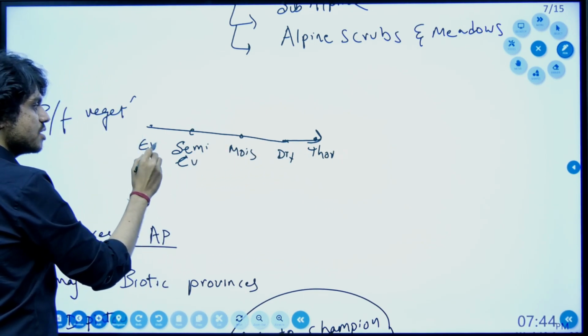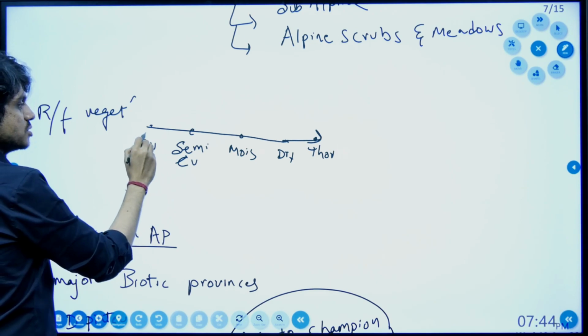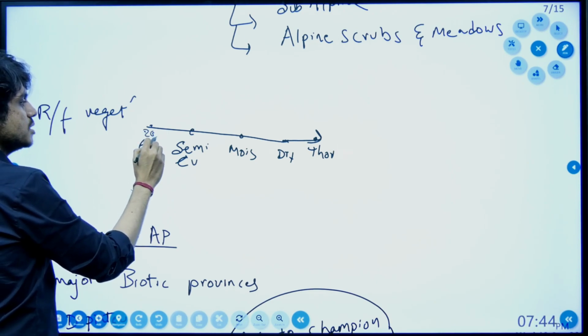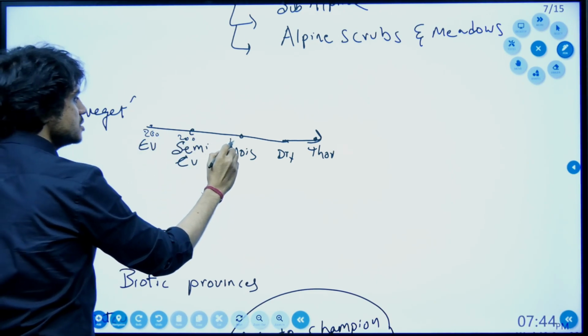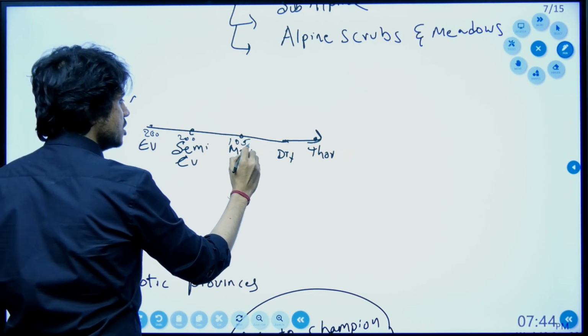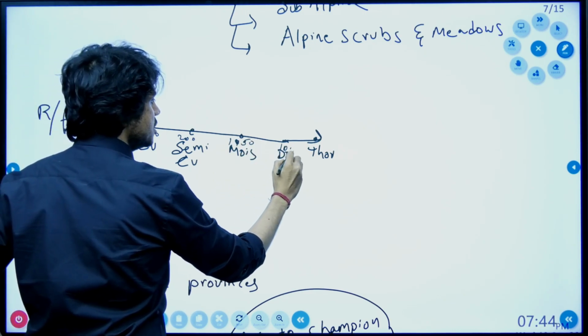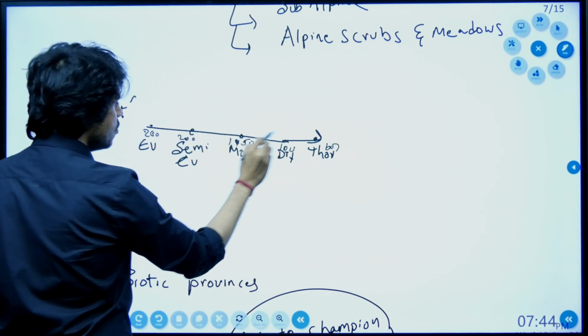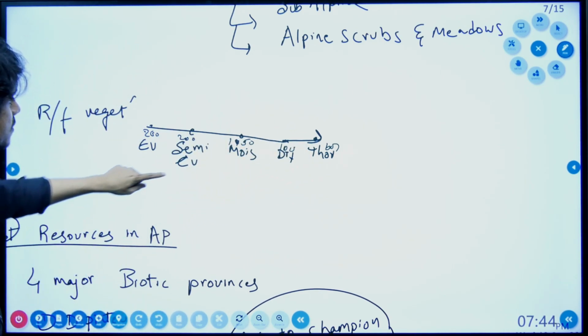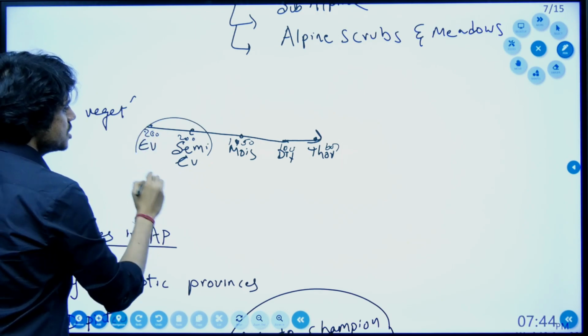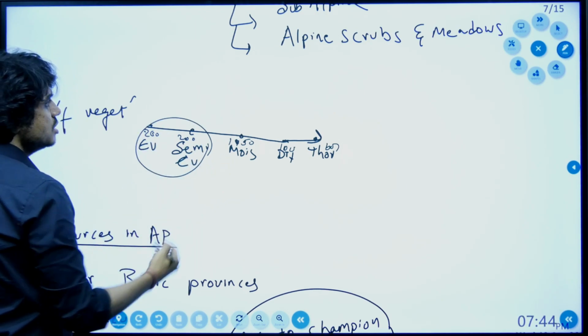In the borders of the evergreen forest you will have the semi evergreen forest. So here the rainfall will be 250 centimeters, here the rainfall will be 200 centimeters, here 100 to 150 centimeters, here 100 centimeters, here 60 centimeters. So as the rainfall decreases, the type of the vegetation will change. This vegetation is generally found in the Western Ghats. It is not found in the Eastern Ghats.